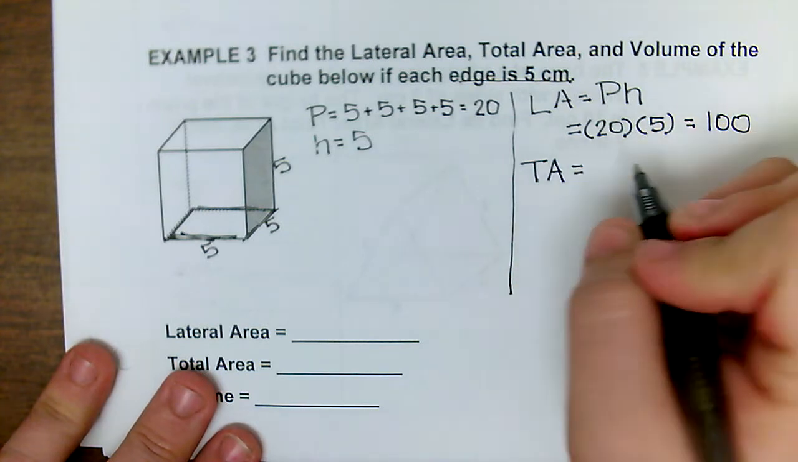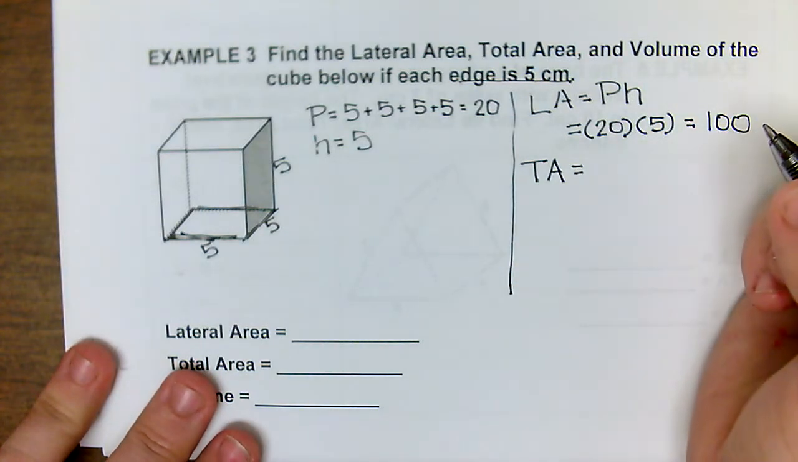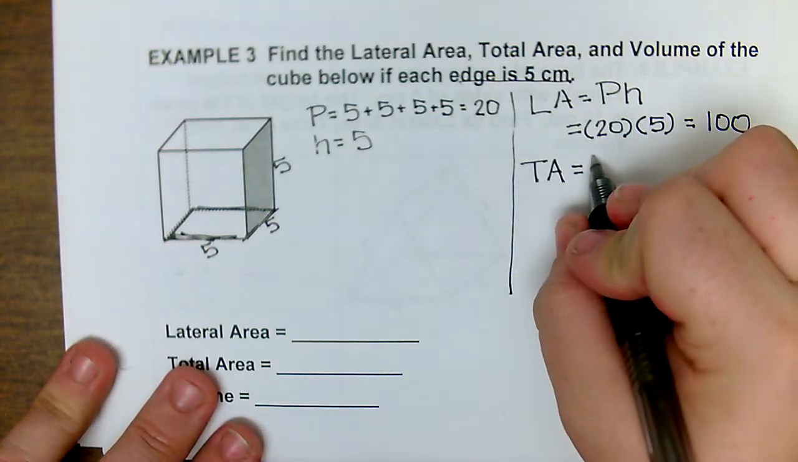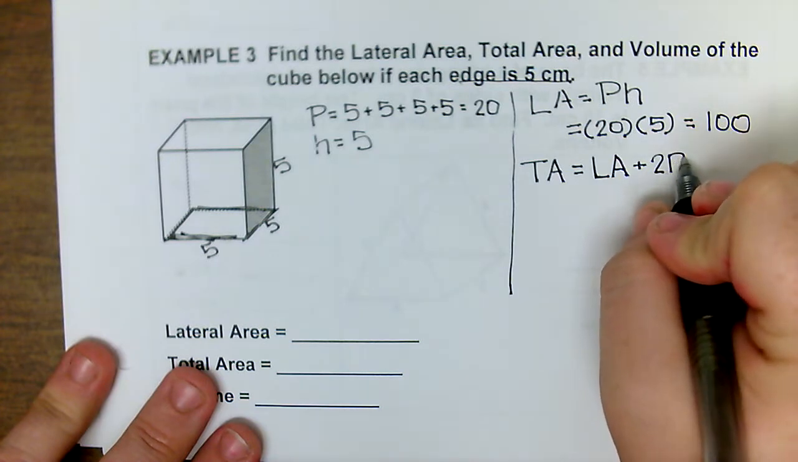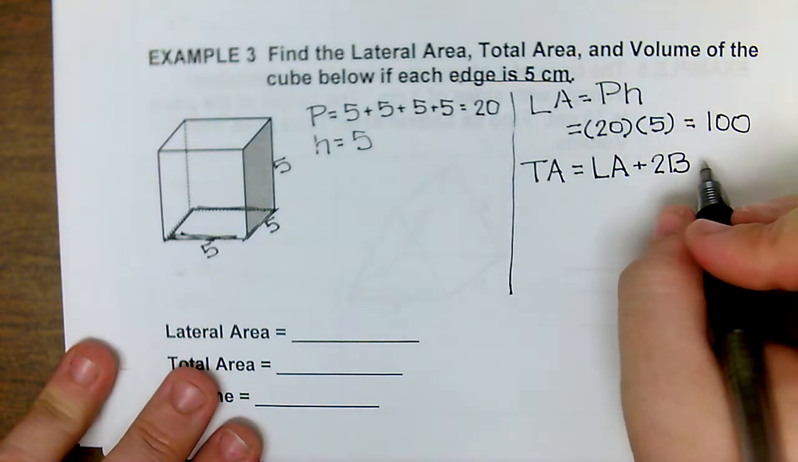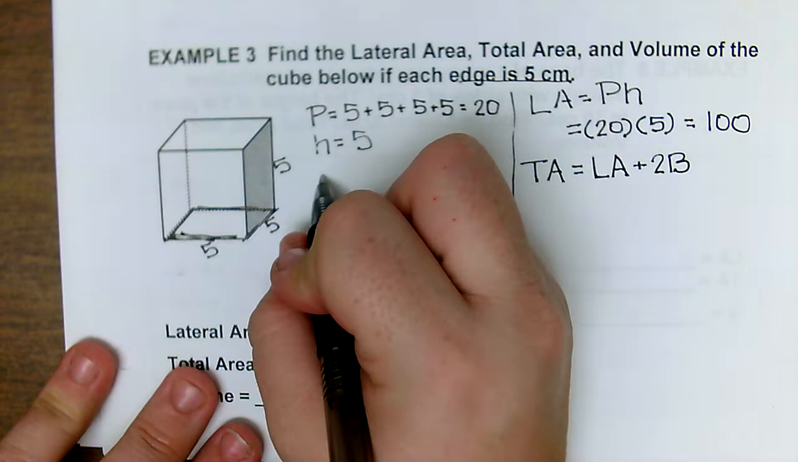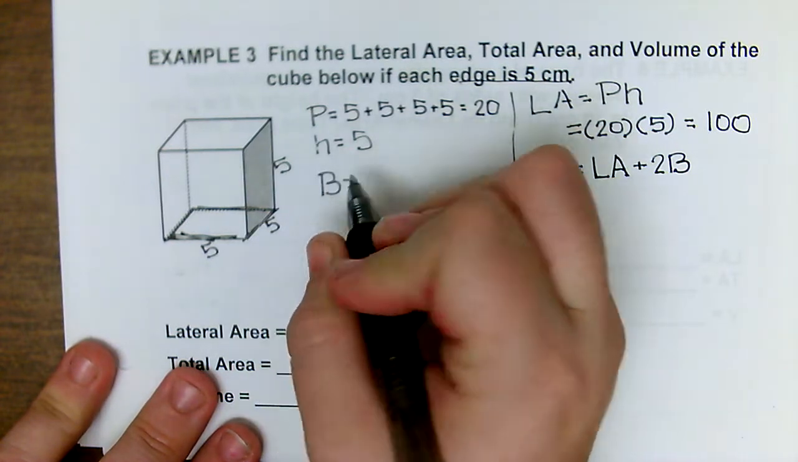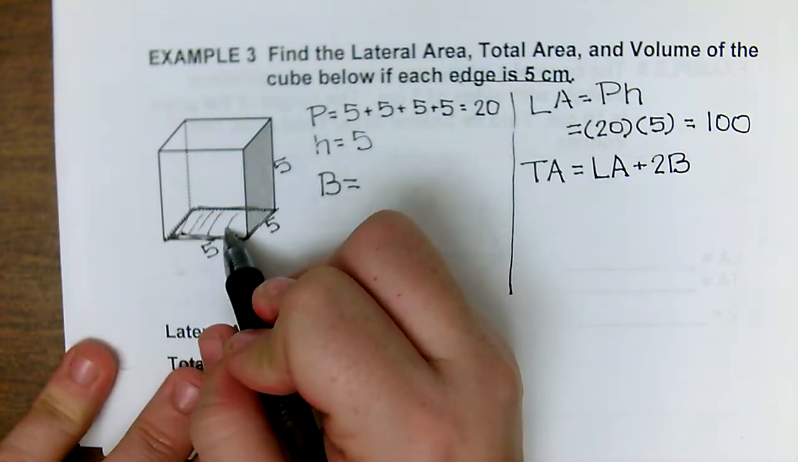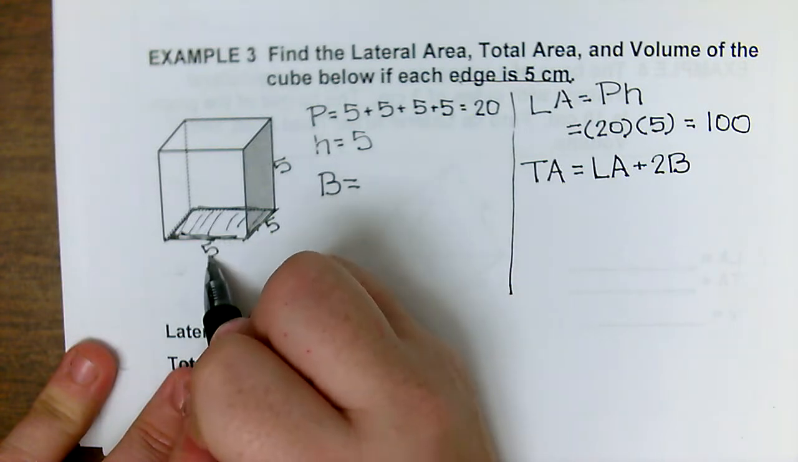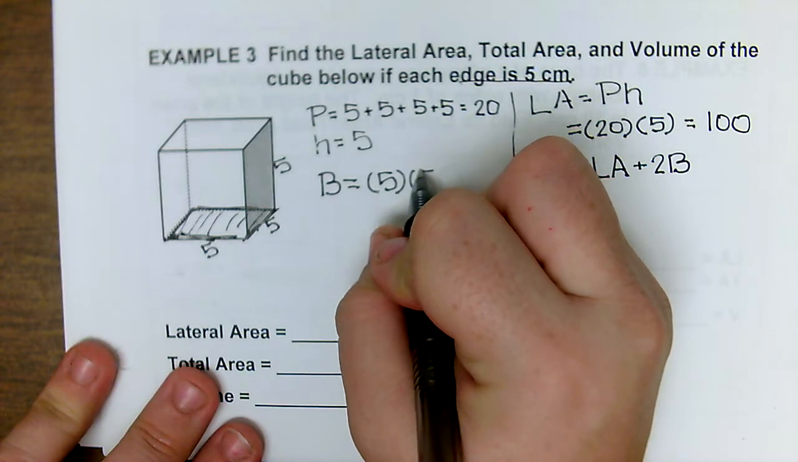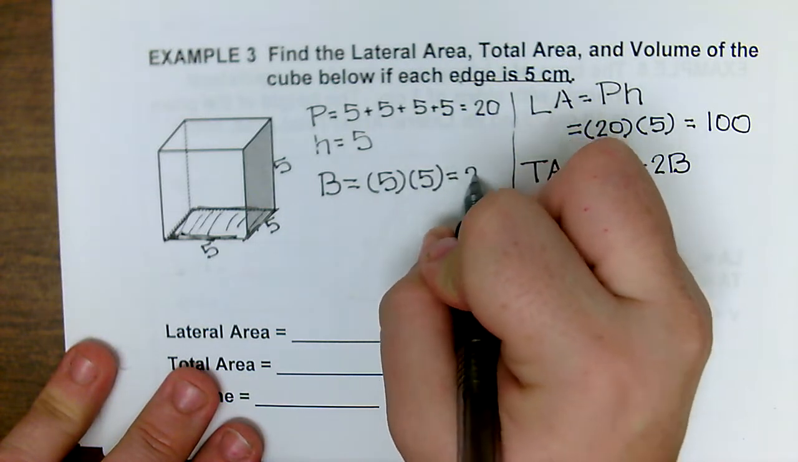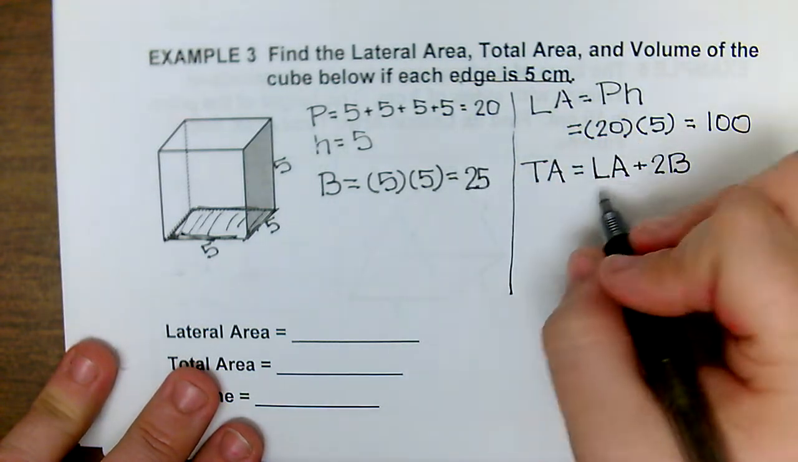Total area. Or you might also hear, instead of total area, surface area, same thing. So total area is lateral area plus 2 times big B. So we need to figure out the area of our base, our big B. Again, I'm just looking at this bottom figure here. I'm going to do 5 times 5, which is 25.